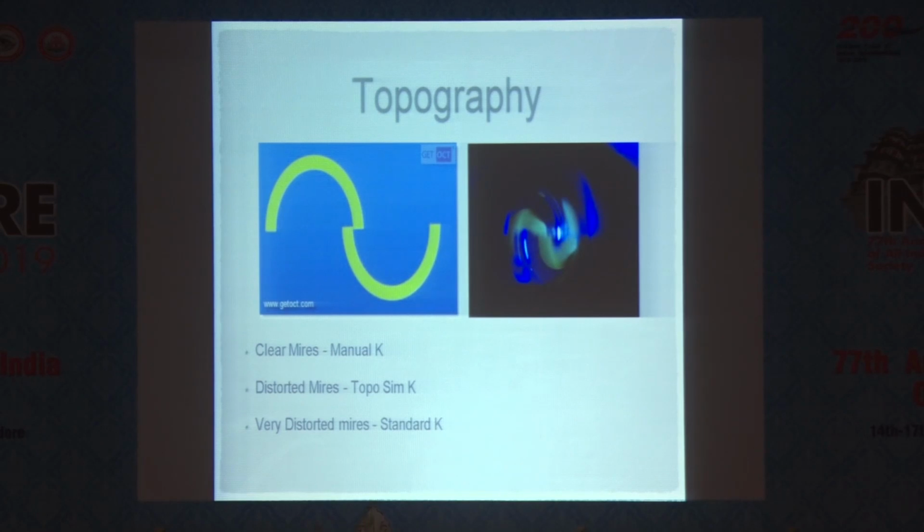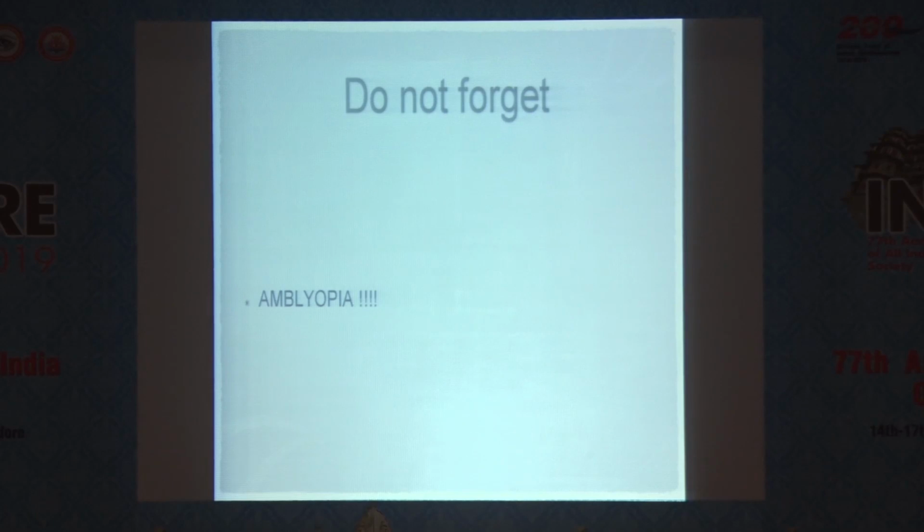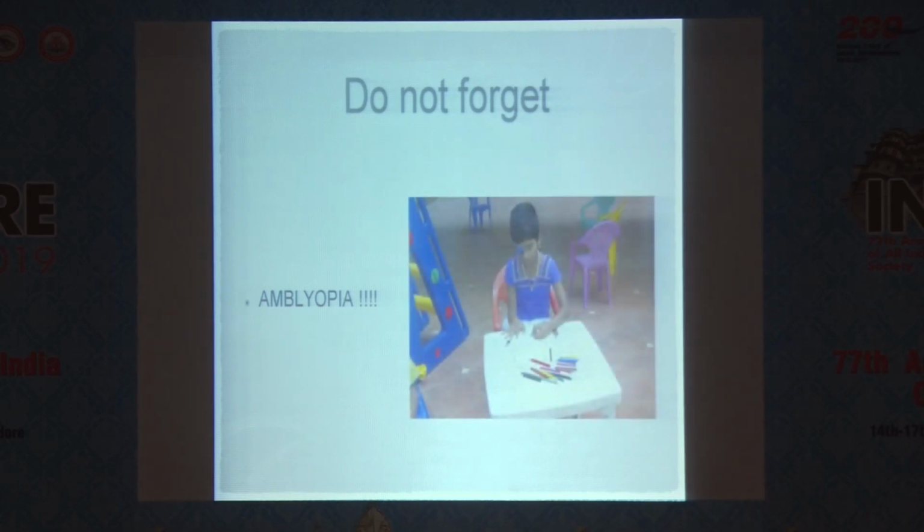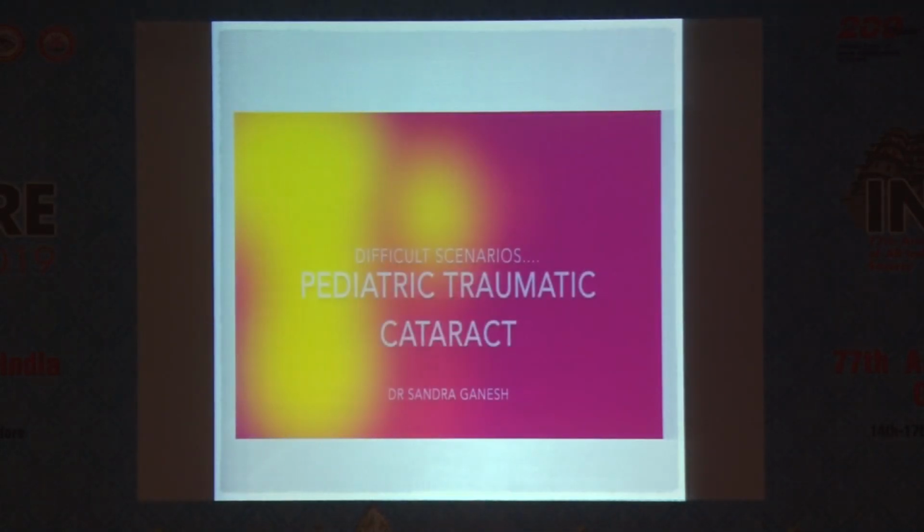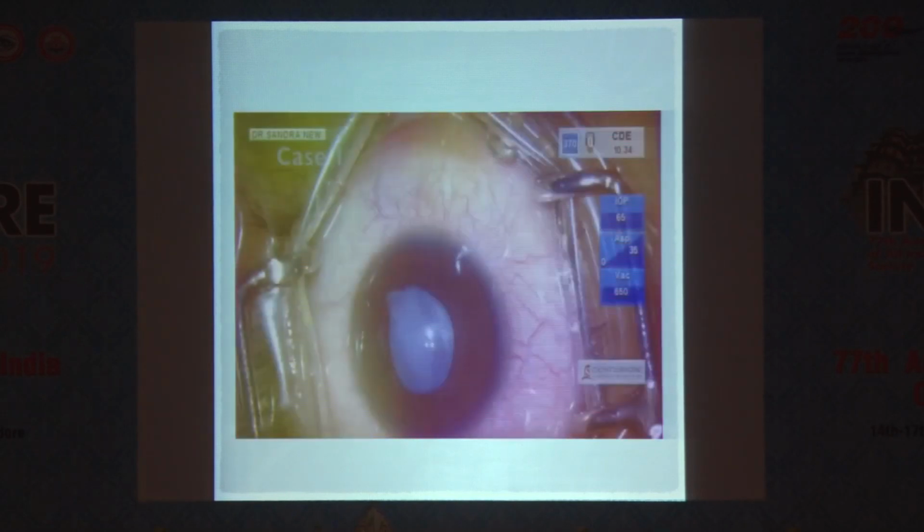If the mires are very distorted, even after waiting for quite some time, the eyes heal with scarring, and hence we can go with the standard keratometry of the other eye, although this setting is very rare. And do not forget about amblyopia, because between the initial corneal tear repair and your management of the corneal tear and the cataract, it can be months before the visual axis is clear, and so many of these kids are prone to amblyopia, especially in the age group of 0 to 10. So we need to keep that in mind, otherwise a good surgery can be a waste if we don't think of amblyopia. Now I'm going to show you certain difficult scenarios of pediatric cataract.